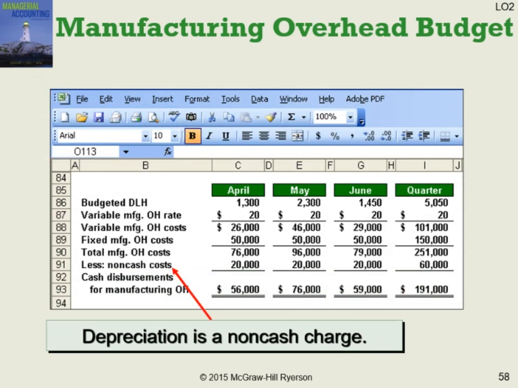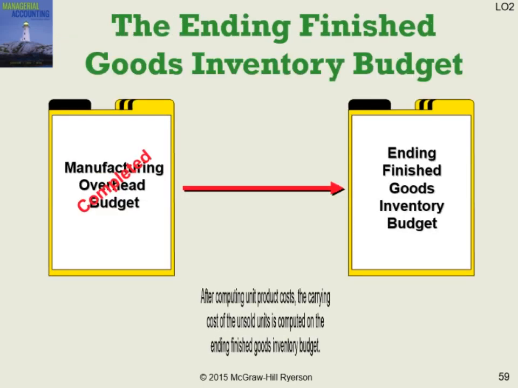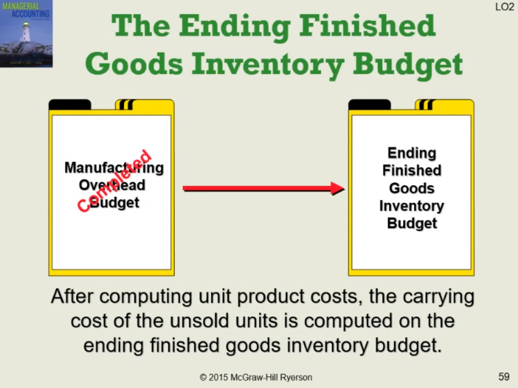So depreciation, not being a cash cost, doesn't actually enter into our cash budget. So we remove them from the total manufacturing overhead cost that we have to pay in cash. And that gives us the cash disbursements for manufacturing overhead, which is what we need to actually have in our cash budget. So then the next step is to look at the ending finished goods inventory budget.